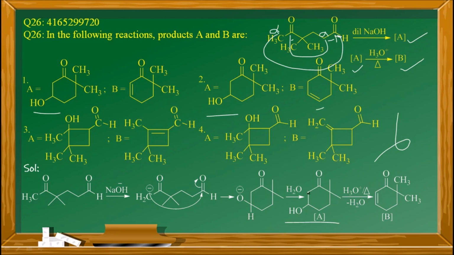It can pick up this hydrogen to lose water, or it can pick up this hydrogen, but which is more favorable? Alpha beta unsaturated ketones, or conjugated ketones, are more stable, so this is going to form more. So option number 1 is the correct option, friends.